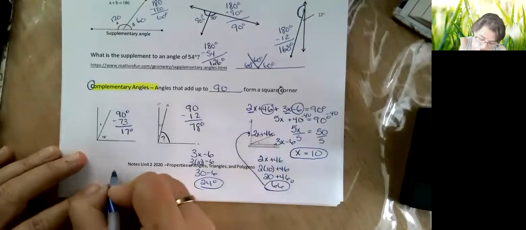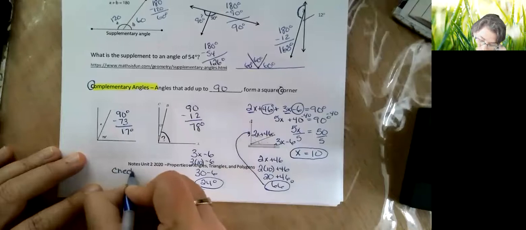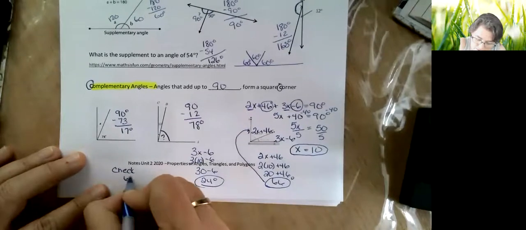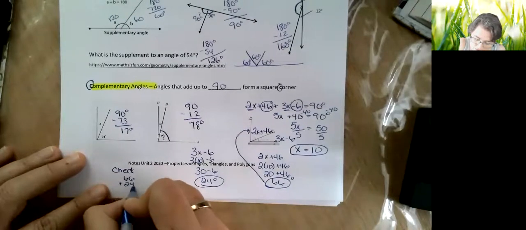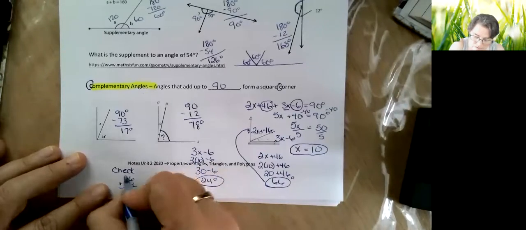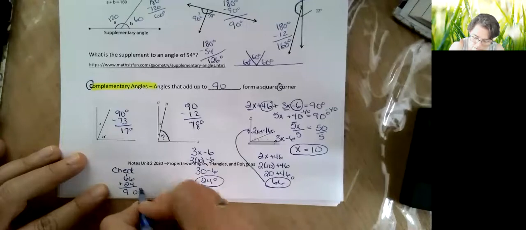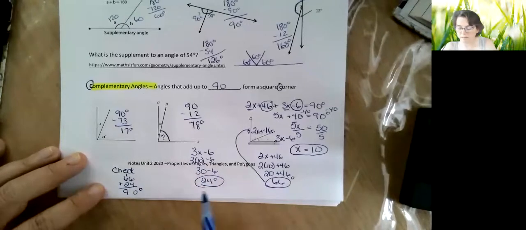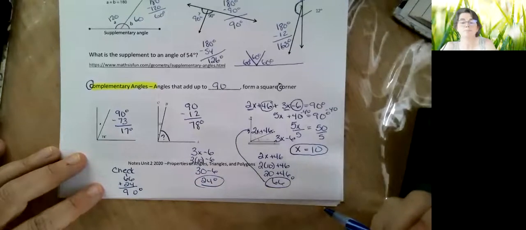And even one more. I want to make sure that 66 plus 24, that better be 90. 6 and 4 is 10, carry the 1. Cool. So there's my check. Those are my two answers, and x is 10.